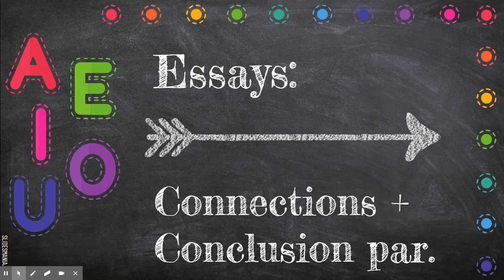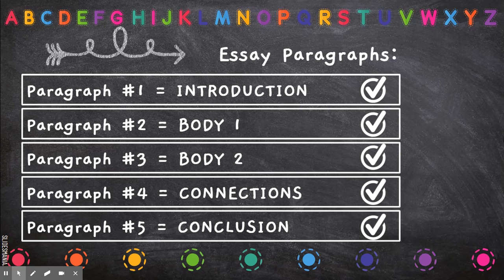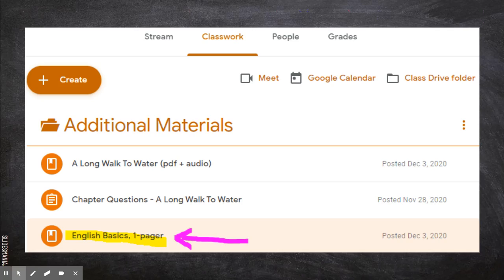All right, this video has shown you about connections paragraphs and conclusion paragraphs. As you saw, both of those paragraphs are really short. We've now watched videos on the planning page as well as all 5 paragraphs. If you'd like to rewatch this video or any of the others about how to write or plan different parts of your 5-paragraph essay, you can find them in the highlighted document you see here called English Basics 1-pager. It's in our Google Classroom on the classwork page under additional materials.